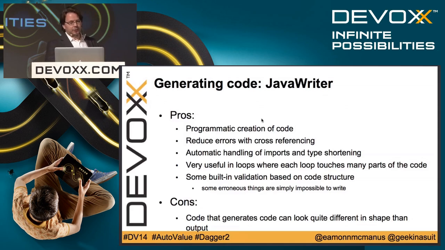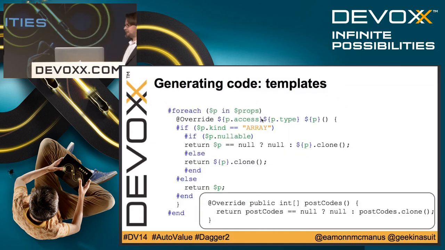The downside, of course, is that the code that you're using to generate the code looks very, very different than the code that's being generated. There's no synchronicity like you get with templates. And that actually leads to Éamonn, who's going to talk about templates.